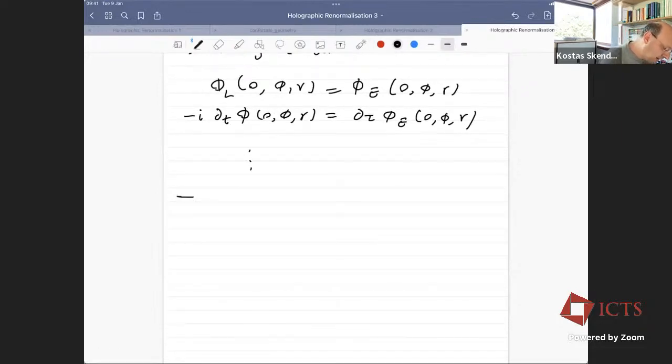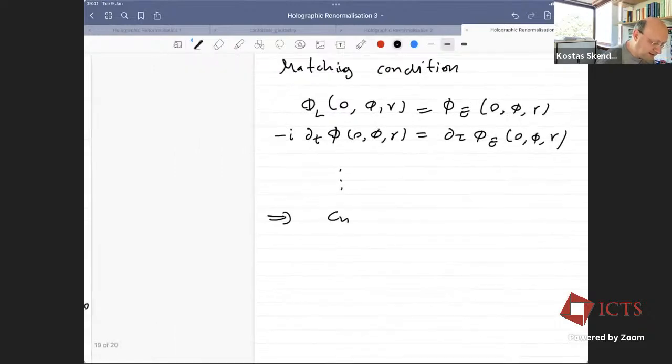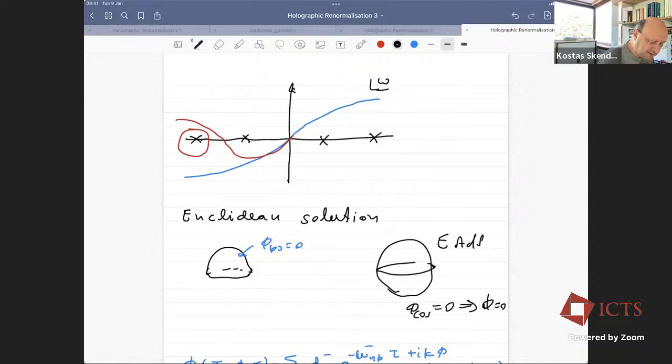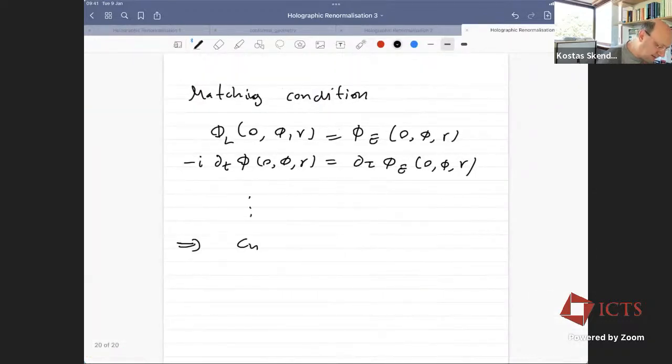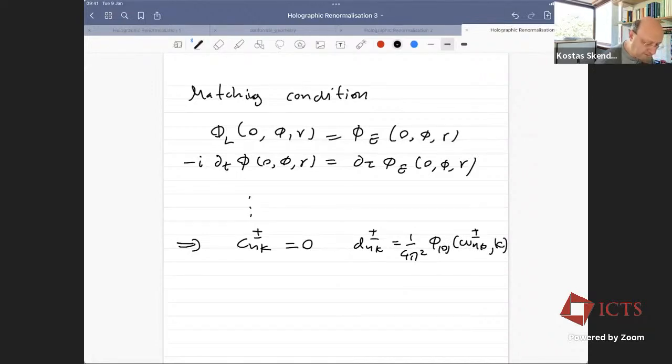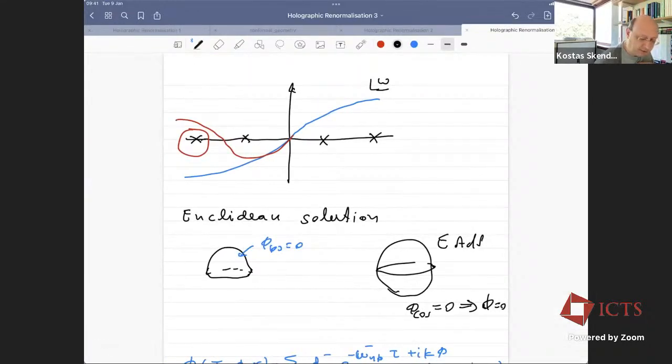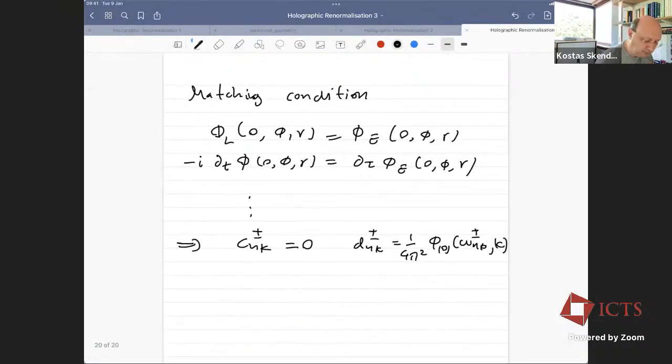So, the result is that if my starting point is the blue contour, so if I use this as a reference contour, then the matching conditions tell you that all the coefficients of the normalizable modes are exactly equal to zero, and the coefficients that appear in the Euclidean pieces are related to the value of the source at the normalizable frequencies via this formula. So now we have a unique solution, and the contour that we have is actually, in a sense, the Feynman contour. And then you can complete the computation.